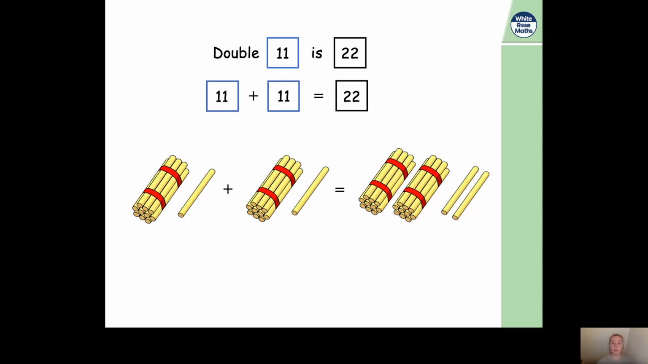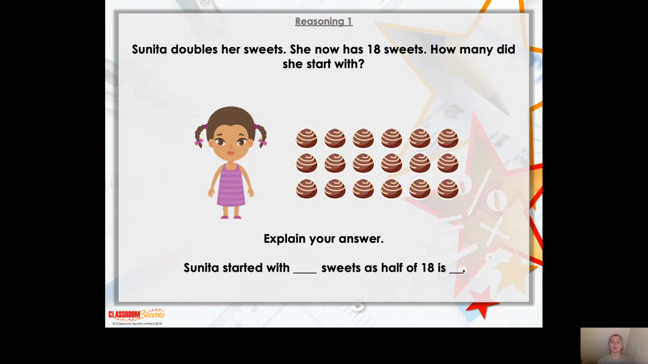Okay, so what I'd like you to do now is pause the video and have a go at the worksheet called Year 2 Maths, 14th of January, resource 1, okay? Pause the video and have a go, and when you finish, come back and we're going to do some reasoning. Okay, how did you get on with the worksheet? Should we continue with the lesson?